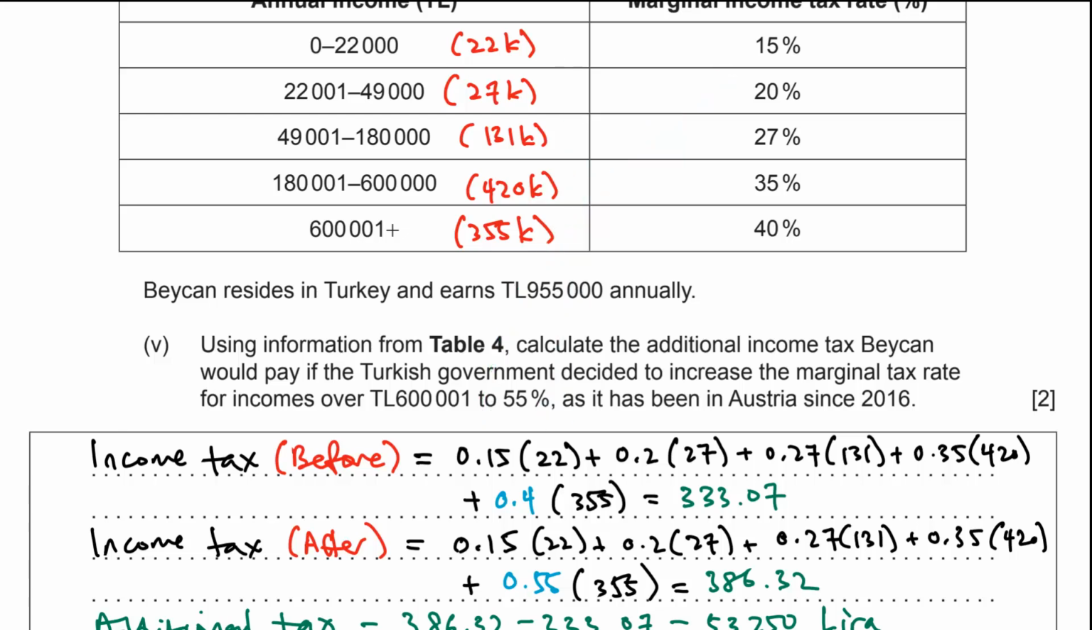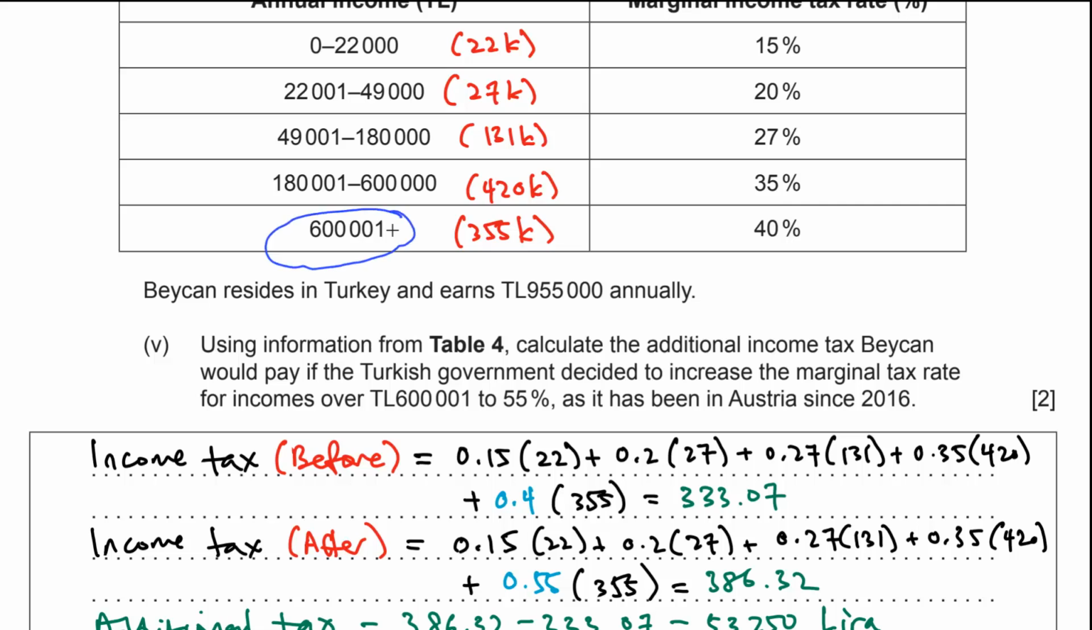On the second, I'm going to use a different color. On the second interval, he's going to be paying 20% on the second interval, which is 27K. So we add that bit in. Then the third interval, he's going to be paying 27% on the third bucket, which is 131, and so on and so forth, until he gets to the final bucket, the final slice.